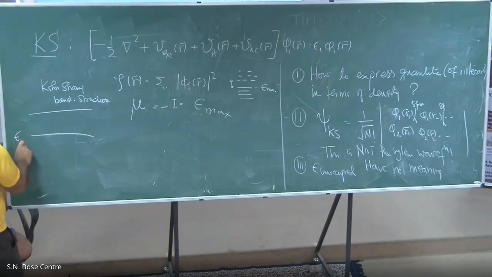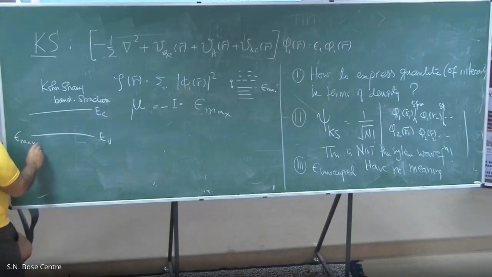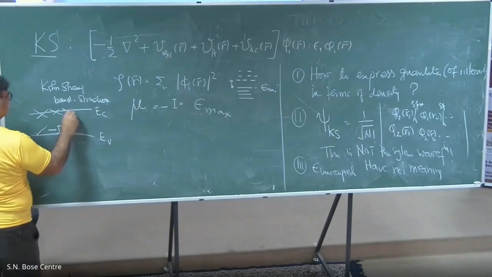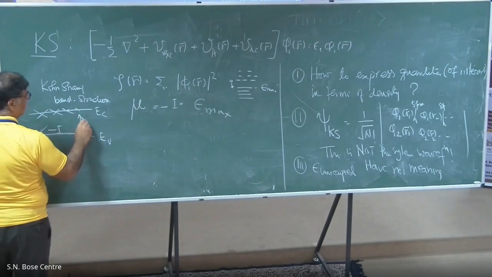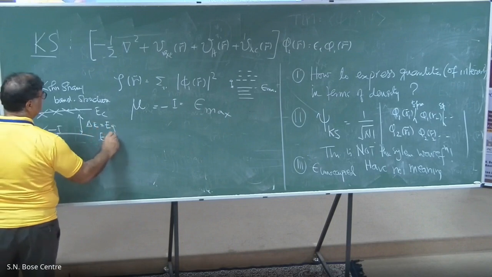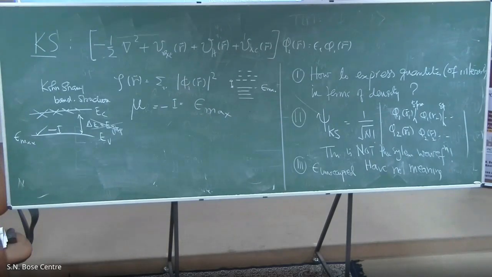There is epsilon max, EV, EC. This is all right. This is minus I. This has no meaning. I cannot say delta E equal to E dash. Then for more reasons than one, there is an exact term that tells you why it cannot be even in the exact system.